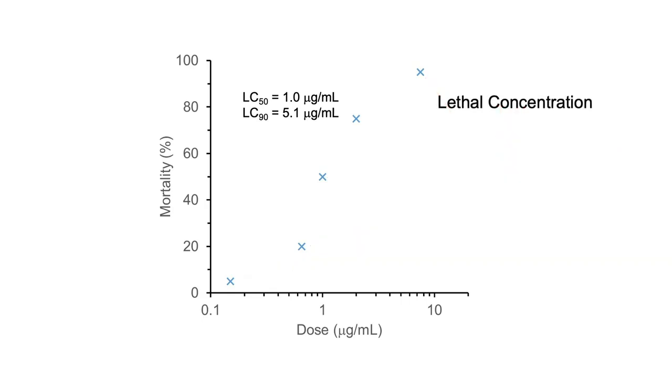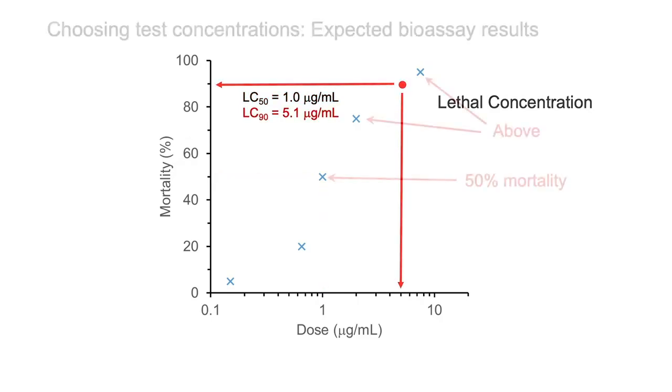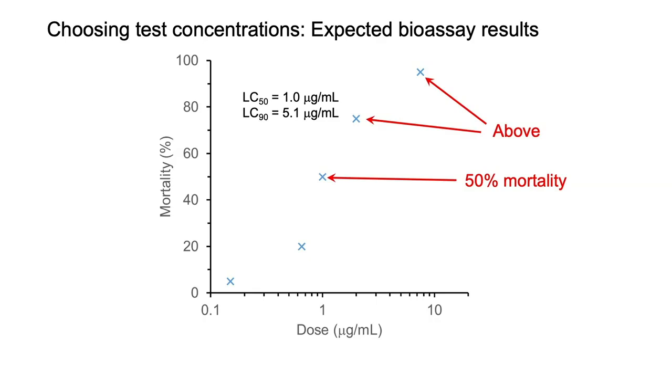LC stands for lethal concentration. The 50 and 90 refer to the concentrations that cause 50% and 90% mortality respectively. Typically, we want to identify two concentrations above and below the dose that causes 50% mortality in our bioassay test.